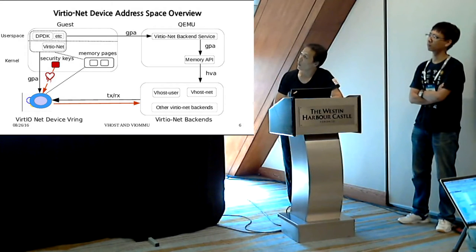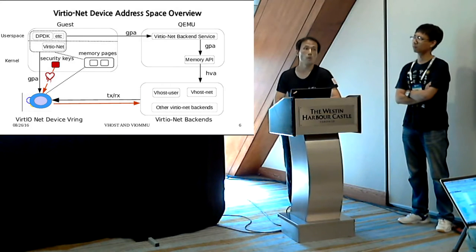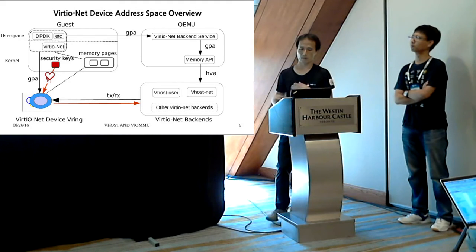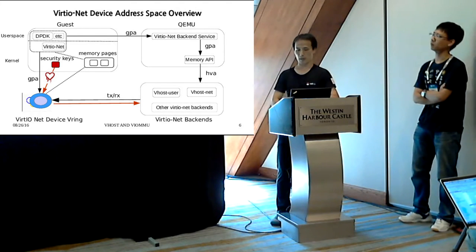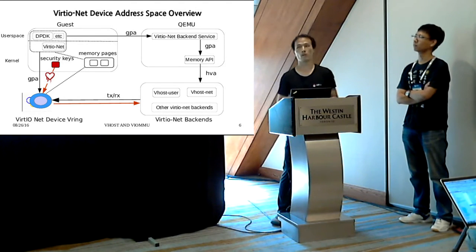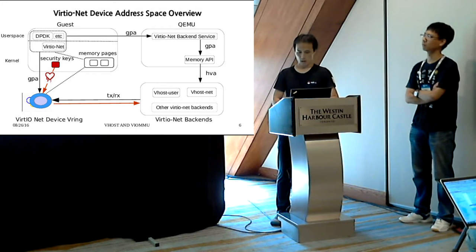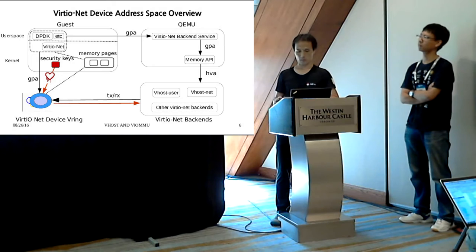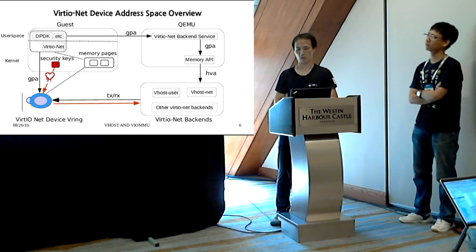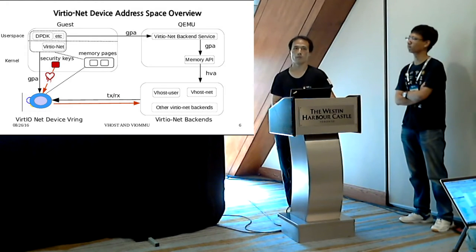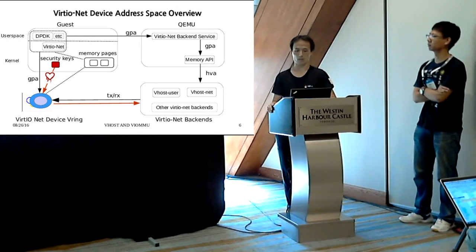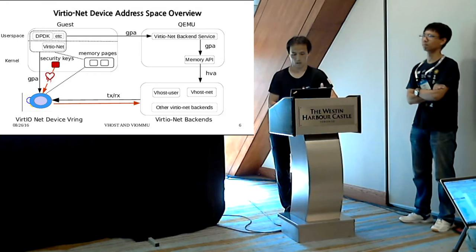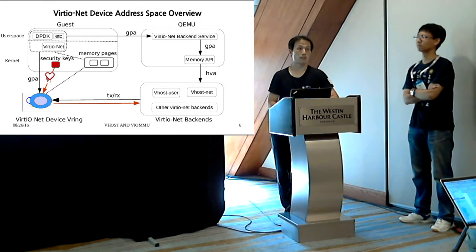On the top right side, QEMU provides a backend service and a memory API to collaborate with the guest driver to make it work. I list all the virtual net backends here as a separate box. Actually, some kind of backend should also run inside QEMU, such as the user-space vhost backend, just for easy understanding.